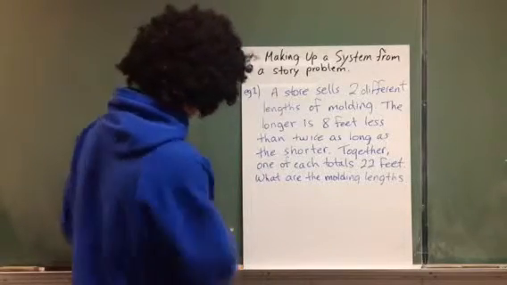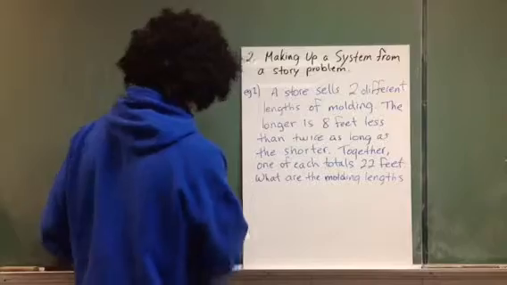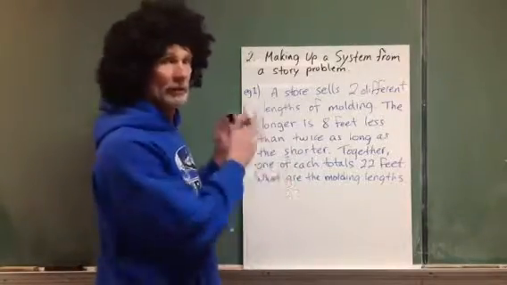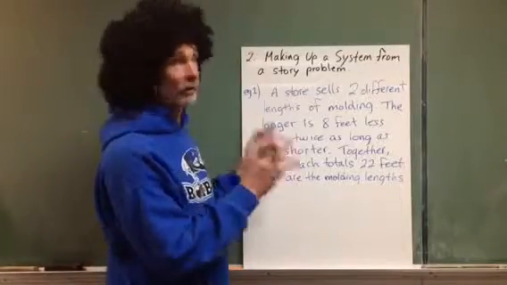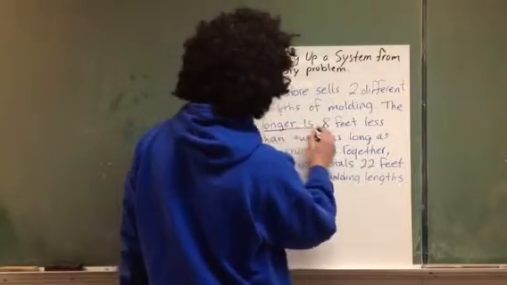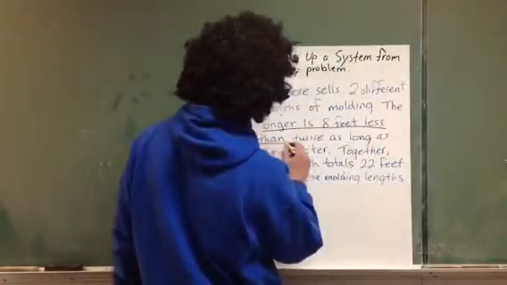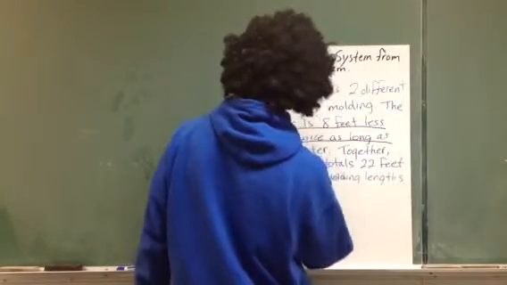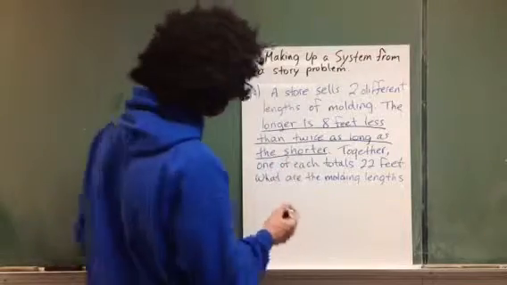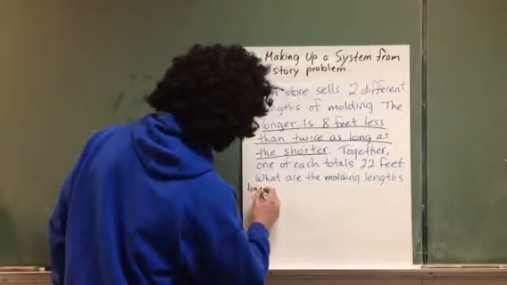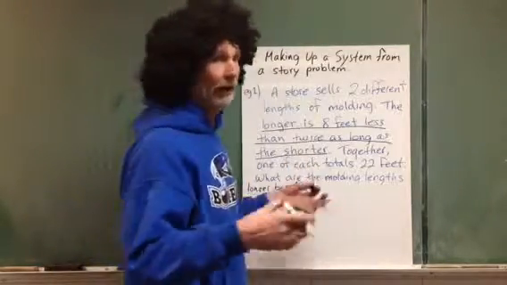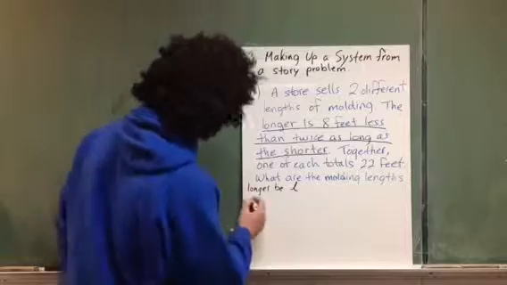Okay, so we're going to set up a system that'll help us solve that. Now, what we have to do is look for the clues. There's going to be 2 statements there that will allow us to write the 2 equations. So let's see. The longer is 8 feet less than twice as long as the shorter. That's one big long piece of information. Okay, well, let's let the longer and shorter ones be something. I'm going to let the longer be L. I could let it be X and Y, longer and shorter be L, doesn't matter.